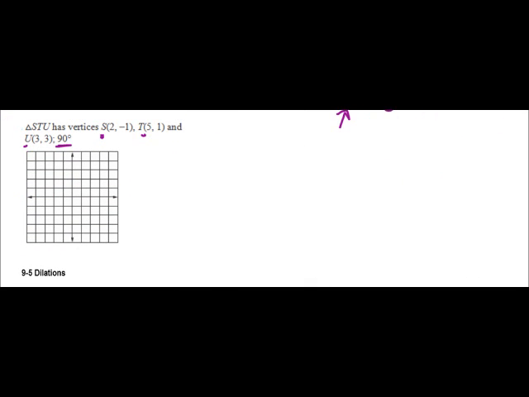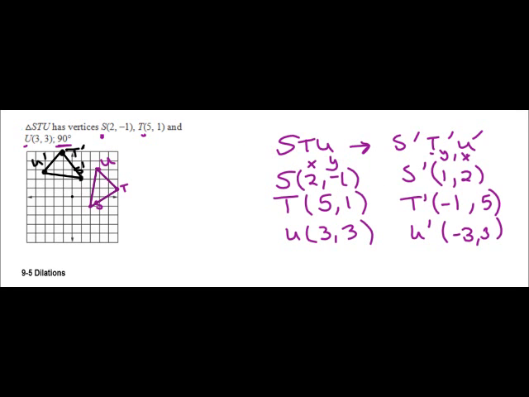Alright, for the next example, I'd like for you to plot the points S, T, and U, and then under a 90 degree rotation, plot and tell me the coordinates of the points S prime, T prime, U prime. So pause the video and see if you get what I get. So STU is my pre-image, and then after a 90 degree rotation, it's S prime, T prime, U prime, which is mostly in the second quadrant, and some of it is in the first quadrant.